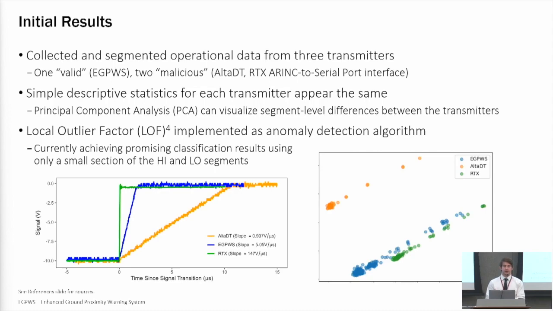There's a number of reasons that are detailed in the literature for why this is a good anomaly detection algorithm, but it achieves really promising results using only a small section of that high message. So just the first initial rise can really tell you a lot about where this message came from.